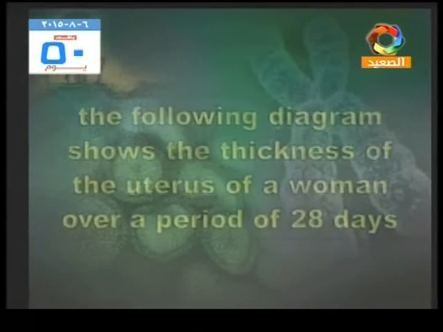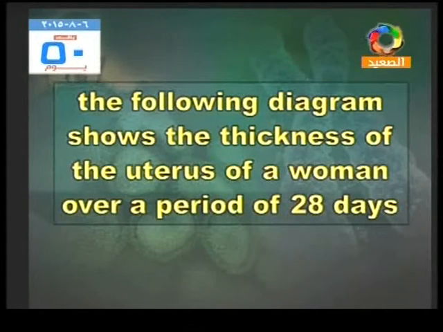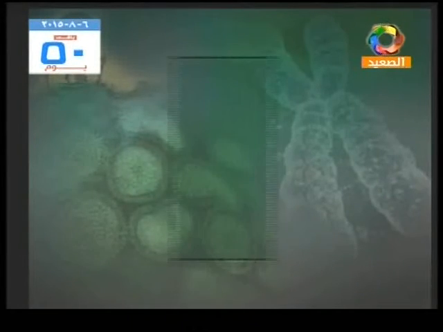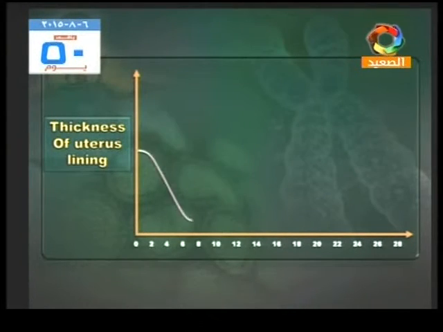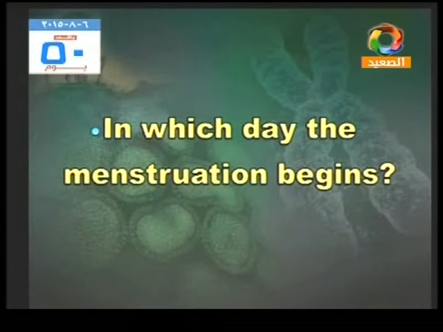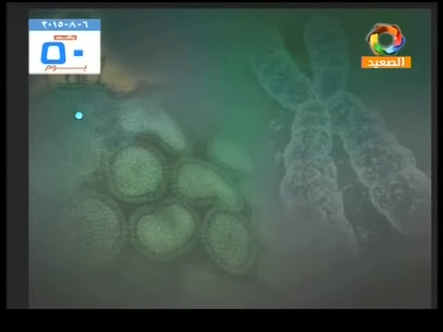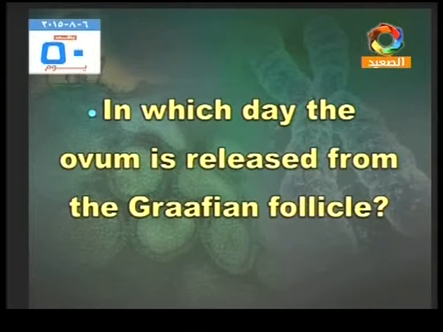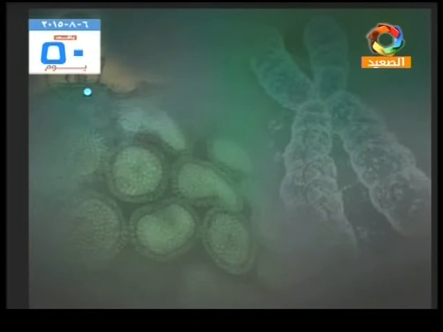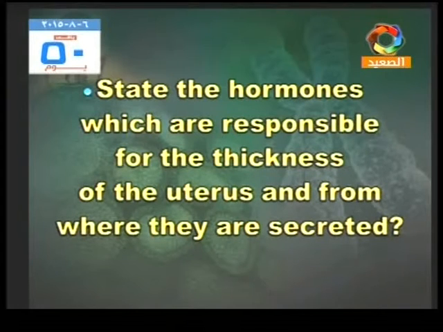Question 5. The following diagram shows the thickness of the uterus of a woman over a period of 28 days. Look at the diagram, then answer the questions. A, on which day does menstruation begin? B, why do the lining walls of the uterus become thick? C, on which day is the ovum released from the Graafian follicle? Number D, state the hormones which are responsible for the thickness of the uterus and where they are secreted from.